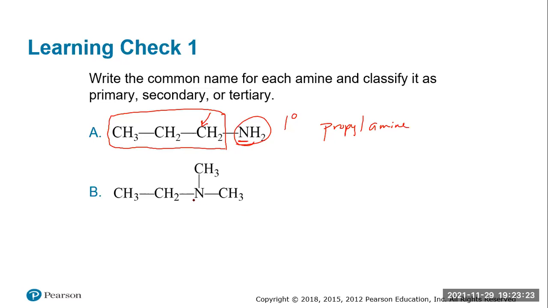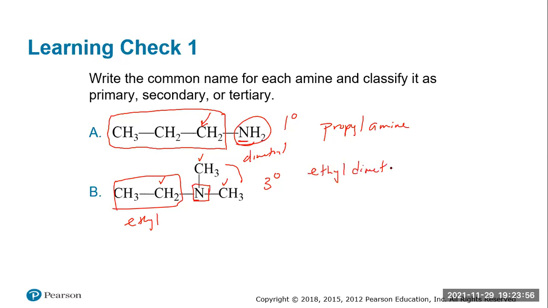Looking at the next one here, we want to look at the nitrogen for our classification. We see 1 carbon attached to it, 2 carbons attached to it, and 3 carbons attached to it. So that is a tertiary amine. It also has no hydrogens there. We see our 2 methyl groups, which gives us our dimethyl. And then obviously here is our ethyl group, kind of like the one we had before. We can go ethyl first, dimethyl, and amine. So this is more of a common way of naming it.